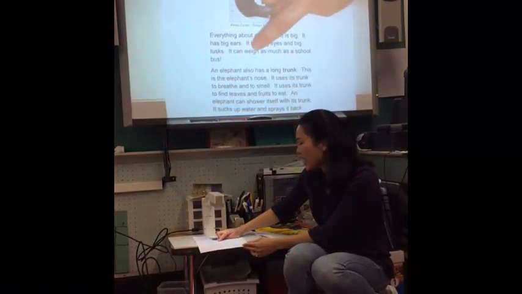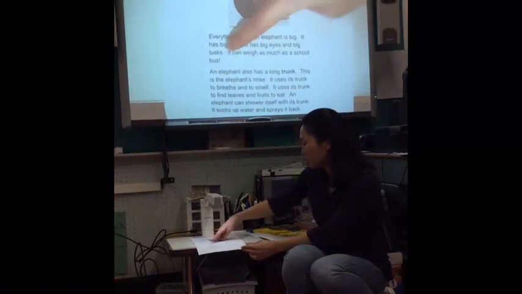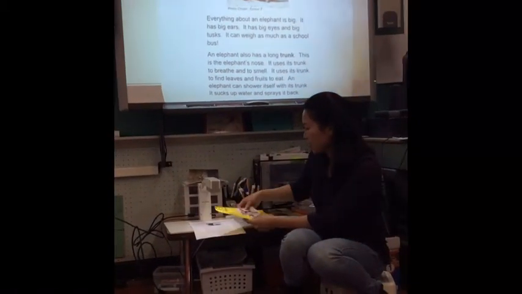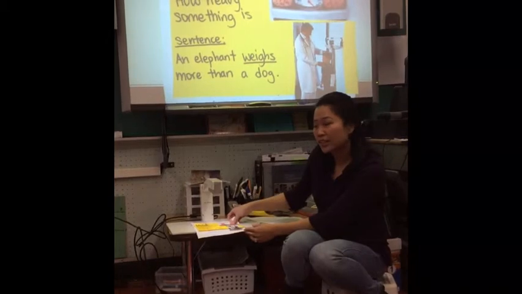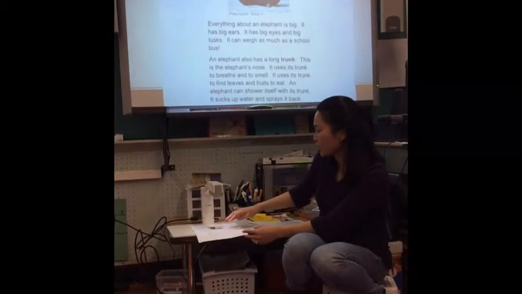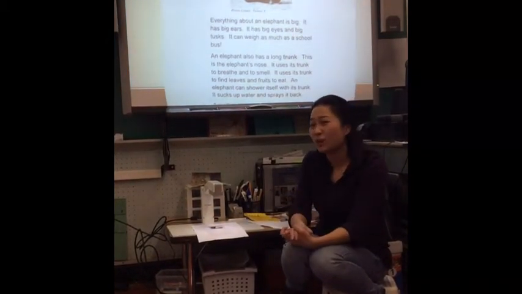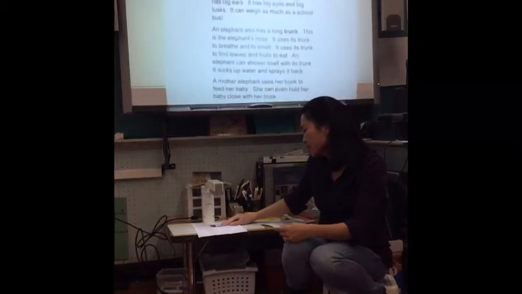It can weigh as much as a school bus. So if you look here, this is the word weigh, right? It's like how heavy it is. So an elephant actually is so heavy, it's almost as heavy as a school bus.